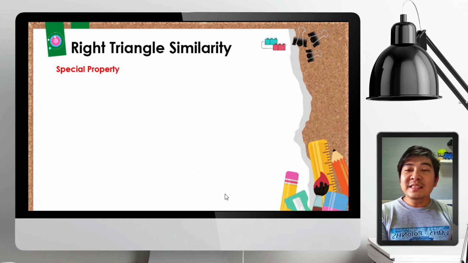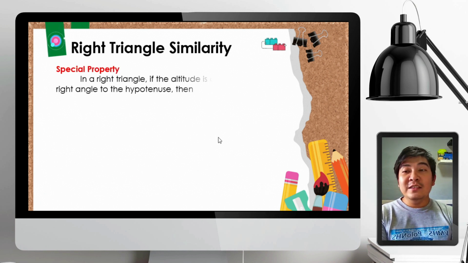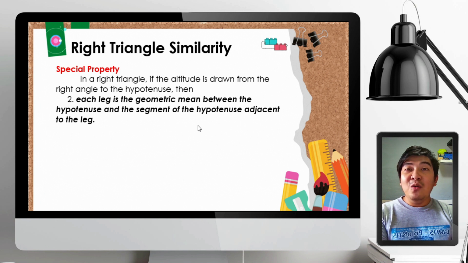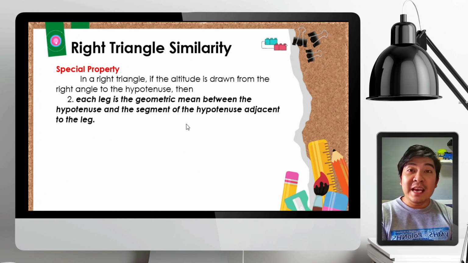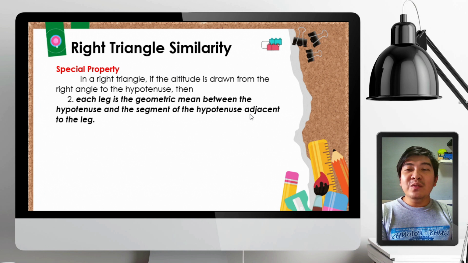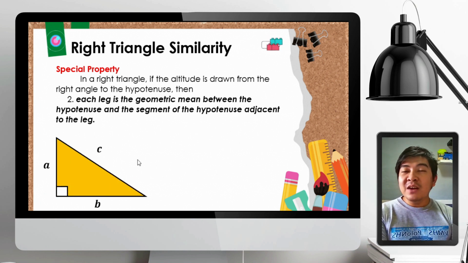So meron pang isang special property yung ating right triangle. That is now referring to the measure of the legs. Each leg is the geometric mean between the hypotenuse, so we need the length of the hypotenuse, and the segment of the hypotenuse adjacent to the leg. Okay? So let us have again our triangle. So we have the sides A, B, and C as presented. Let us now have our altitude, which is x.